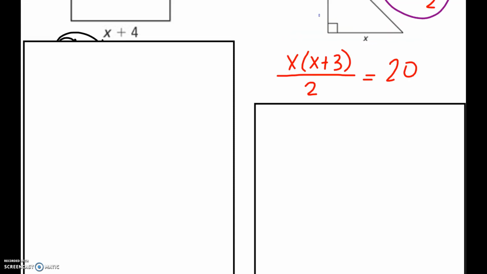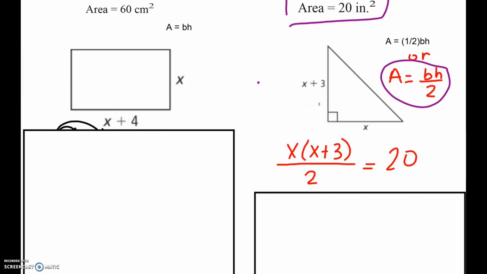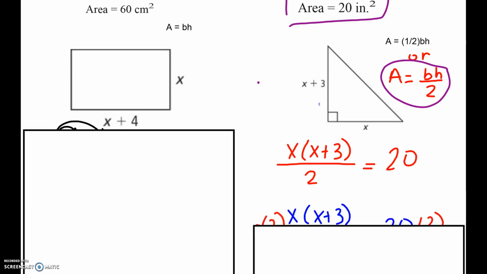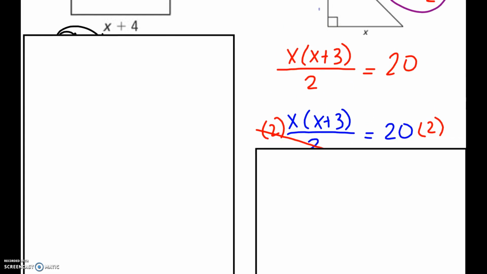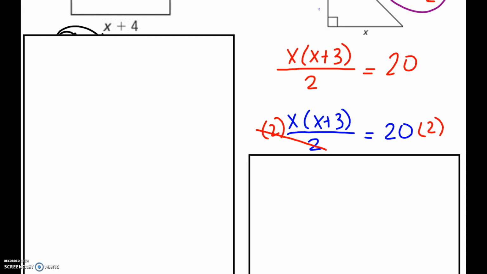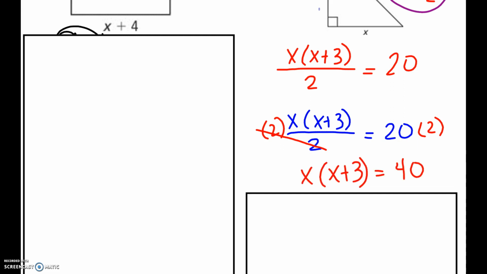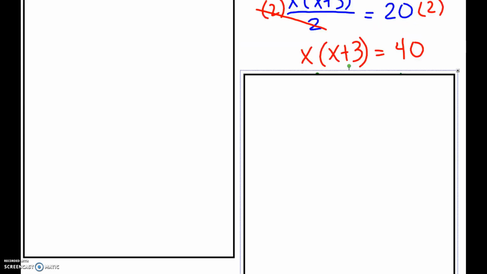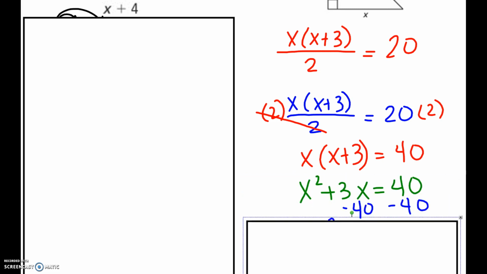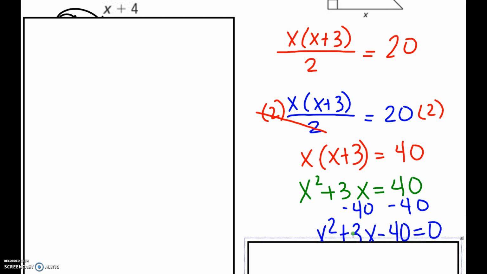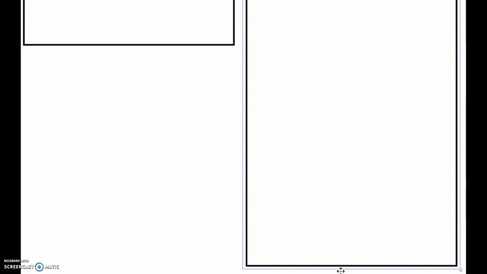This is what I get if I plug it in. x, the base, times the height, x plus 3, over 2 equals 20, right? So I have to get rid of that fraction. I'm going to multiply both sides by 2. And then once I do that, I end up with x times x plus 3 equals 40. And now I'm going to have to distribute in order for me to put it into standard form and to move the 40 over. So I'm going to distribute the x, and then subtract the 40 so that it is equal to 0.